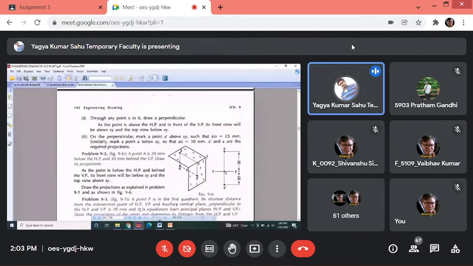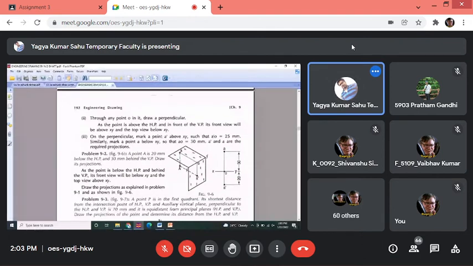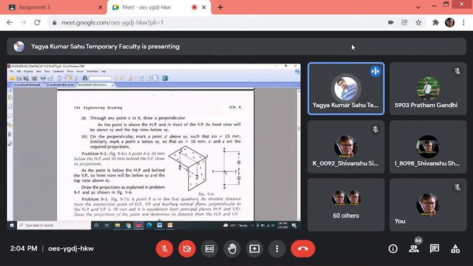So in this problem, there is a point P in the first quadrant. What is the meaning of first quadrant? The point P is in the first quadrant. What is the meaning? Anyone? Positive XYZ. Positive x y z means it is above the horizontal plane and in front of the vertical plane.